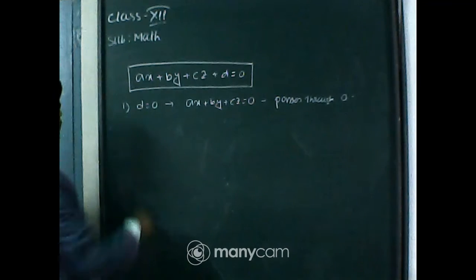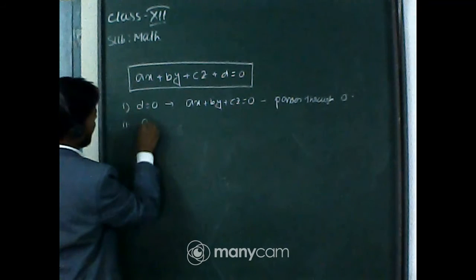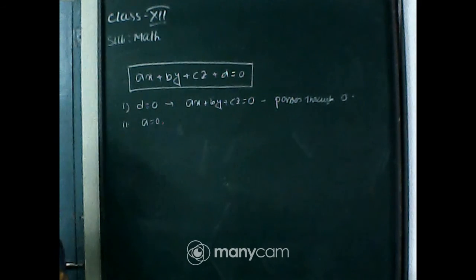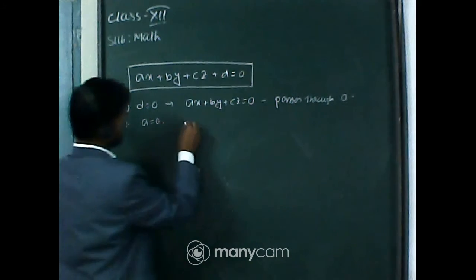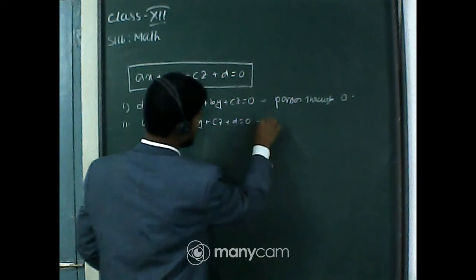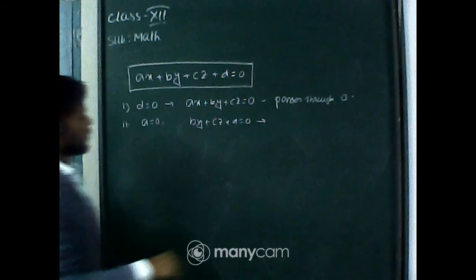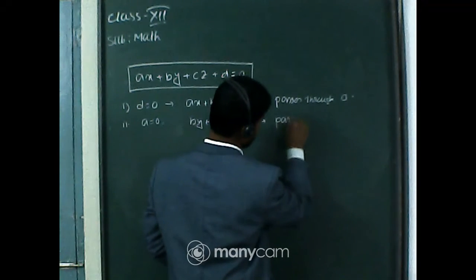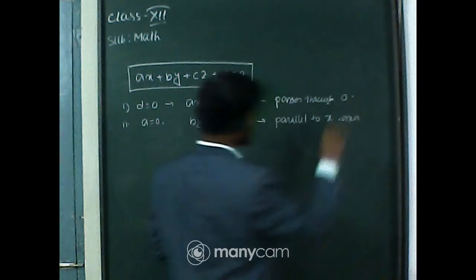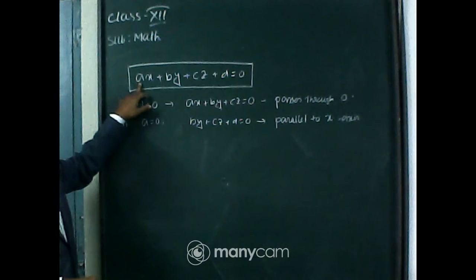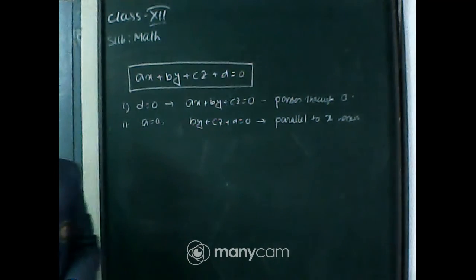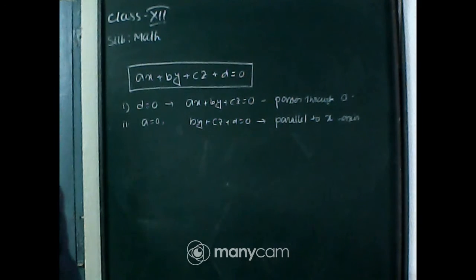Now number 2, if a is equal to 0 and b, c, d are not equal to 0, then what happens? Then the equation will be by plus cz plus d is equal to 0. This is a plane which is parallel to the x-axis.